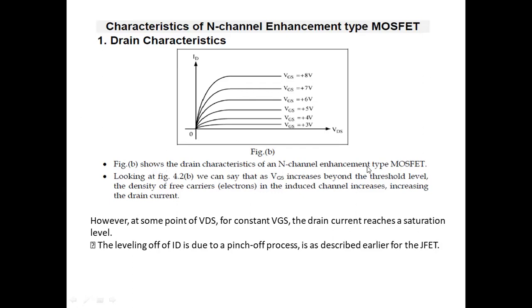For the drain characteristics of the n-channel enhancement type MOSFET, we can say that as the VGS increases beyond the threshold level, this one is the threshold level, the density of free carriers induced in the channel increases, and thus the drain current also increases.